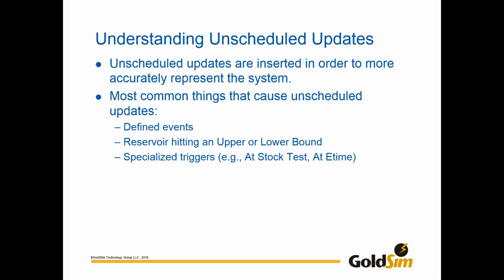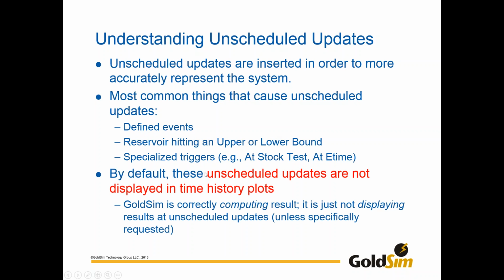If we have a random event, say an event that happens every 15 days randomly, it never happens exactly on a day. It might happen at 14.7 days, and then it might happen at 40.67 days. We're going to insert a new time step when that event occurs. We also have some specialized triggers, and I'll talk about those in a minute.